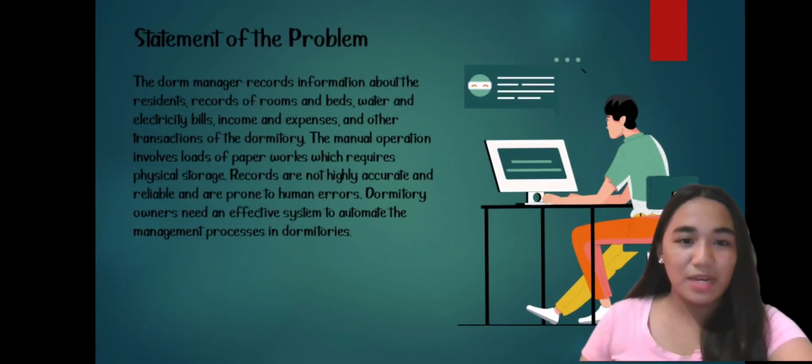So we came up with these top issues because, as we all know, dormitories are composed of many residents that are managed manually by one dormitory manager. The dorm manager records information about the residents, records of rooms and beds, water and electricity bills, income and expenses, and other transactions of the dormitory. The manual operation involves loads of paperwork which requires physical storage. Records are not highly accurate and reliable and are prone to human errors. Dormitory owners need an effective system to automate the management process in dormitories.